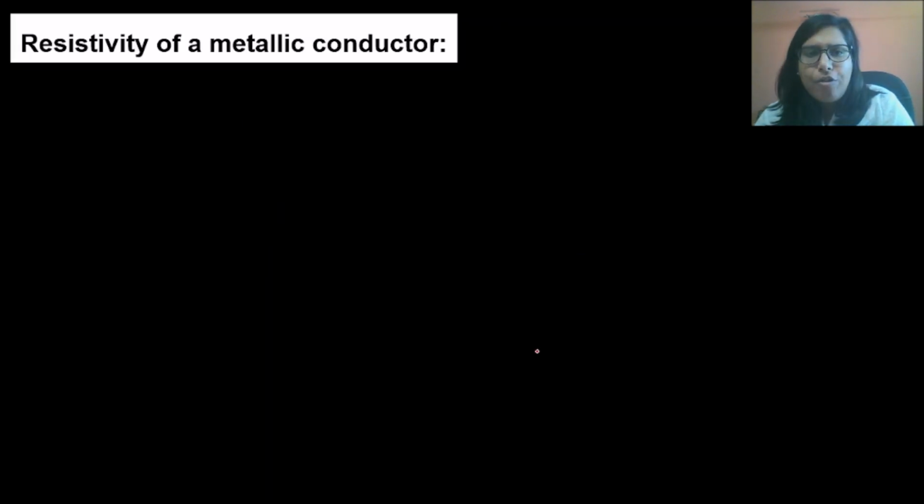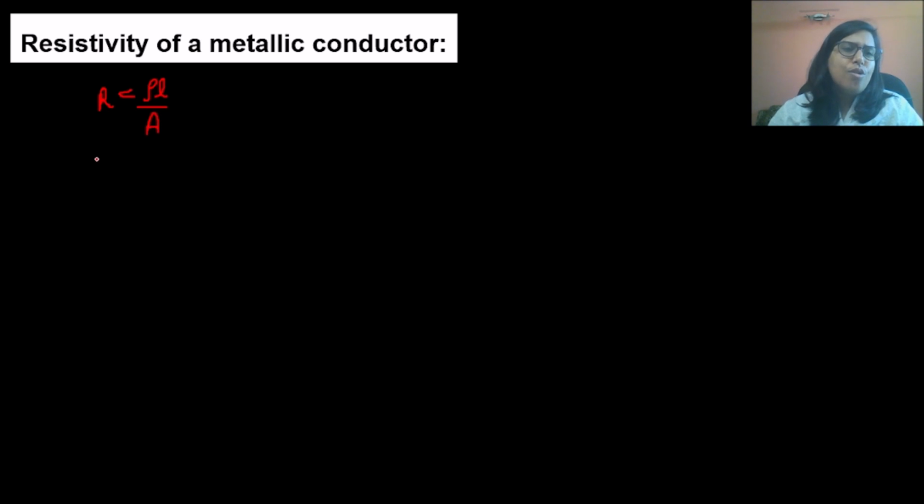Now, resistivity of a metallic conductor. We have seen R equals rho L upon A. So rho, we have seen a formula for rho. What was sigma? Sigma was n e square tau upon m, right? So rho will be 1 upon sigma.